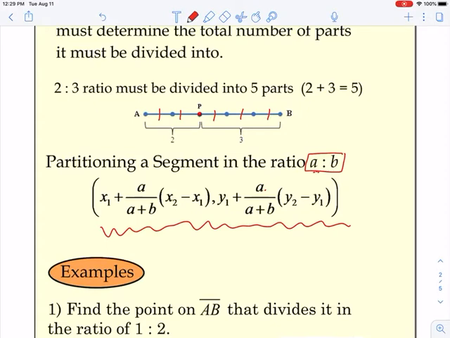Now, unlike examples that we've done before with distance, where it didn't matter which one you called x1, y1 and which one you called x2, y2, in this case, it does. When you are partitioning, the first set of ordered pairs that you're given is the one that you must call x1, y1. Okay, so in my case, since I always call the first ordered pair x1, y1 anyway, it works out well.